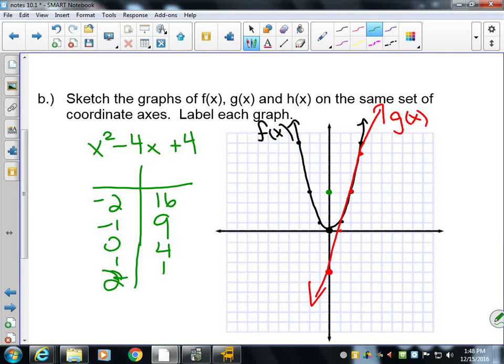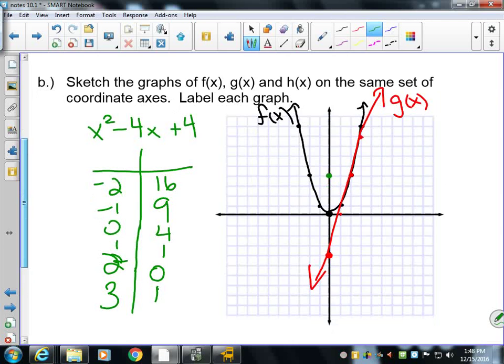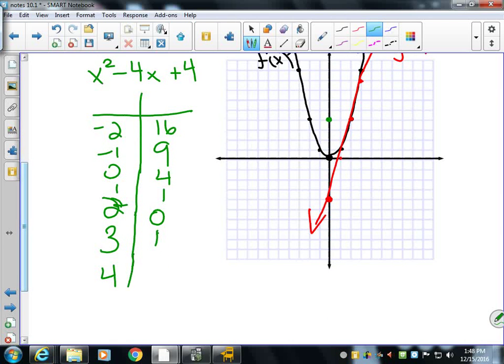What do we get for 2? Do we get 0 or do we get 4? 0. Okay, what do you get for 3? Is it back at 1 now? Yeah. And what about 4? 4. And 5? Do you see? I see a parabola now. Do you see the parabola forming in here? 6. So what's your vertex then? 2 and 0, right? That's your vertex.